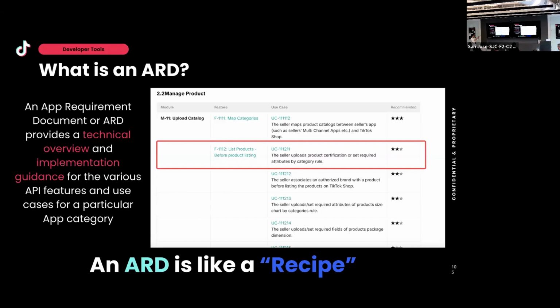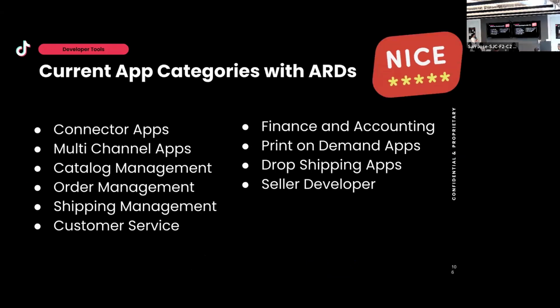So in this case, UC111211, that is clickable actually. That's why it's highlighted. You can click into it. What we'll give you is a map, again, a recipe of all the APIs that can be used and in which order they should be used to support this use case. So hopefully that's clear, but we will definitely take questions after the session as well on this.